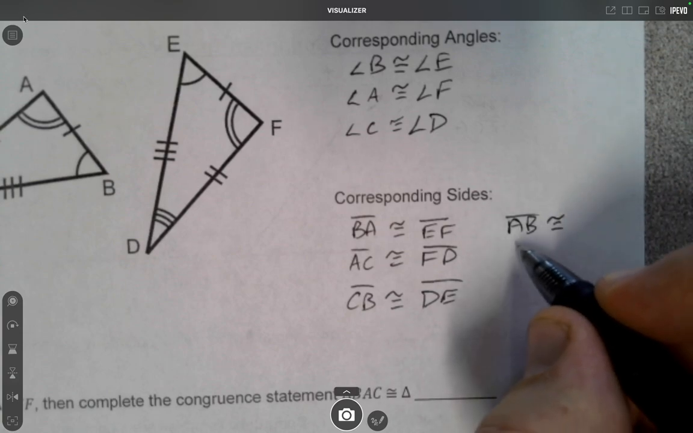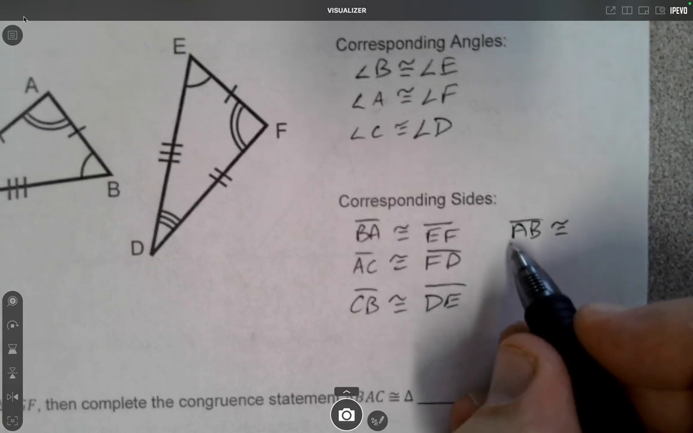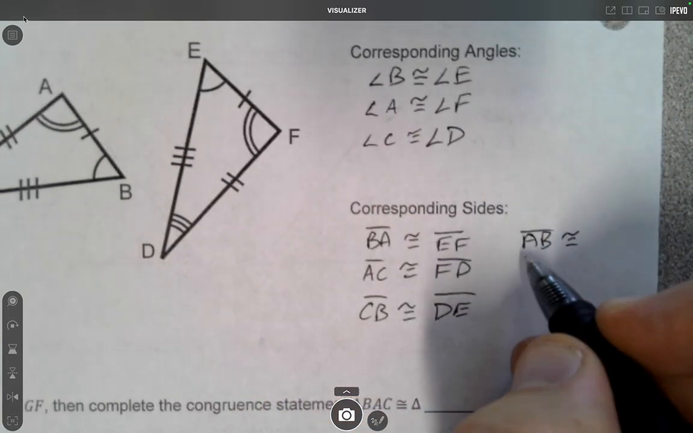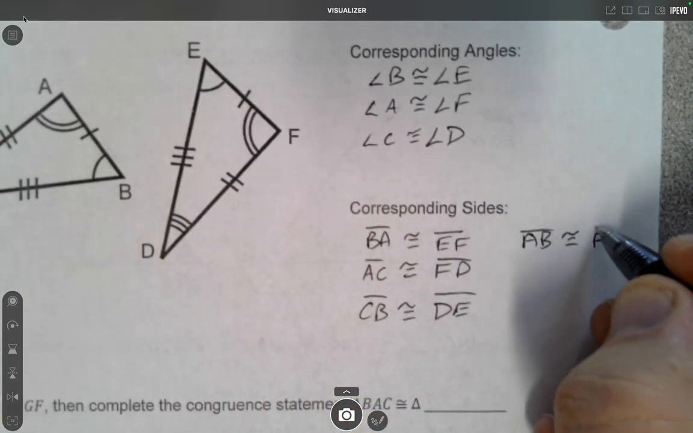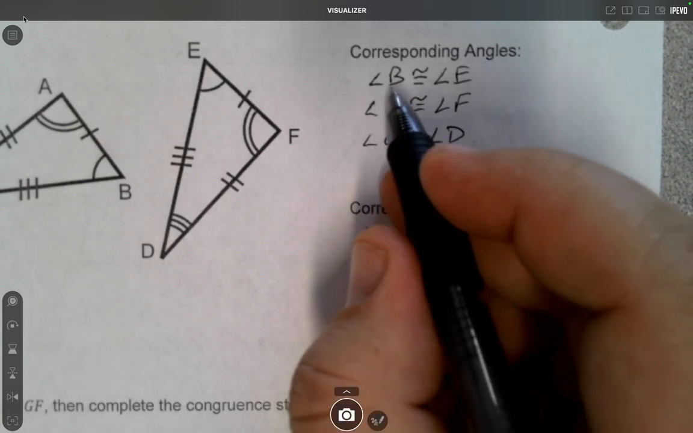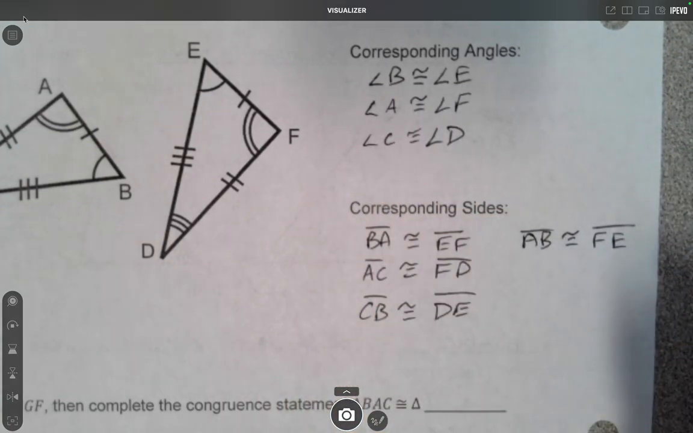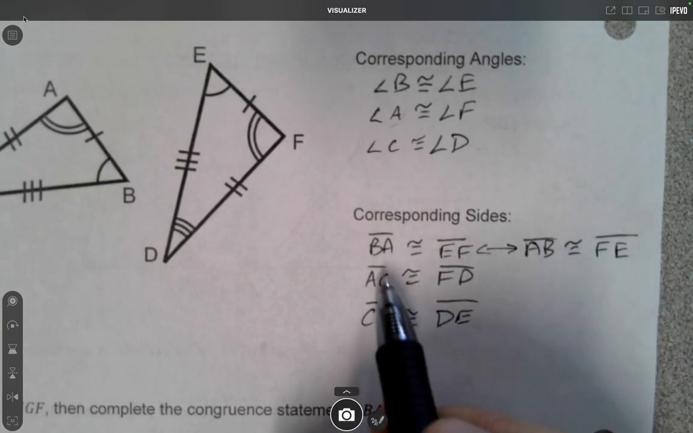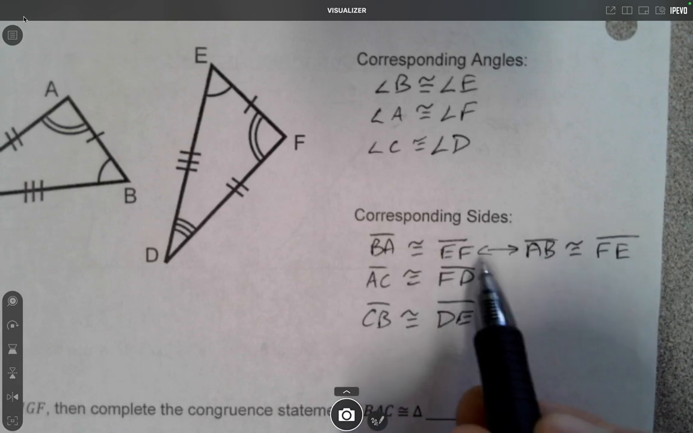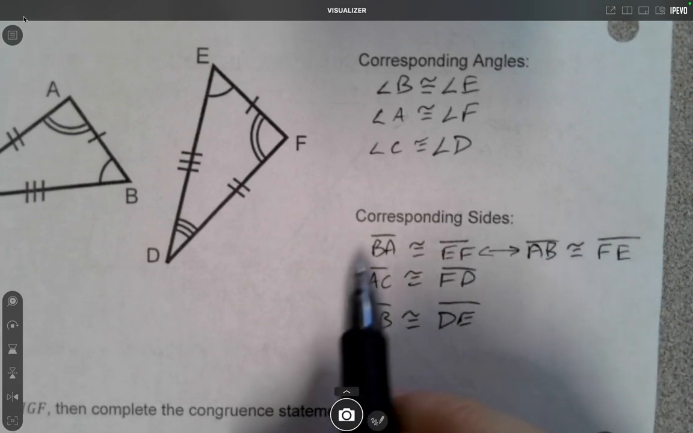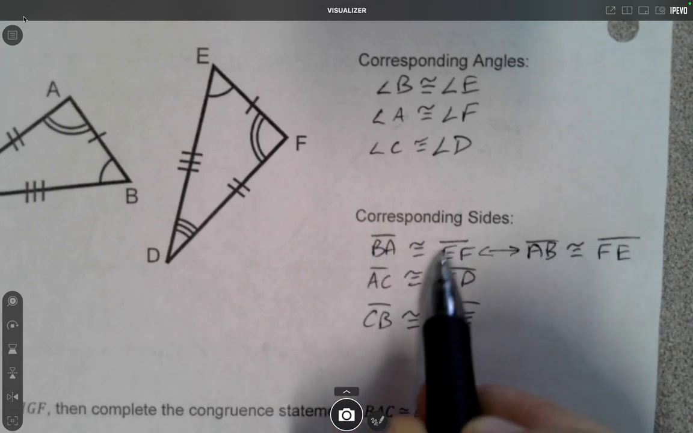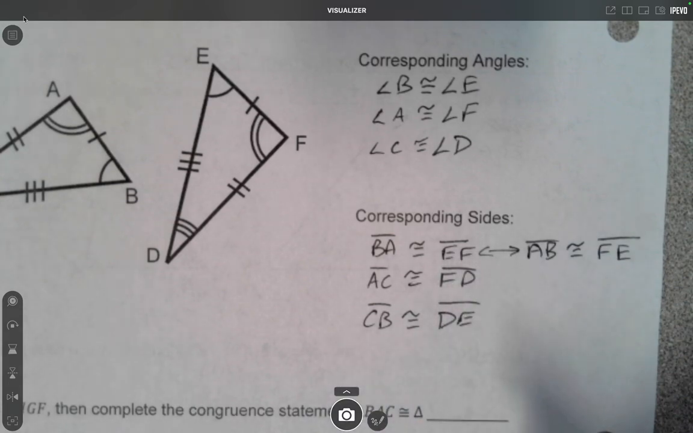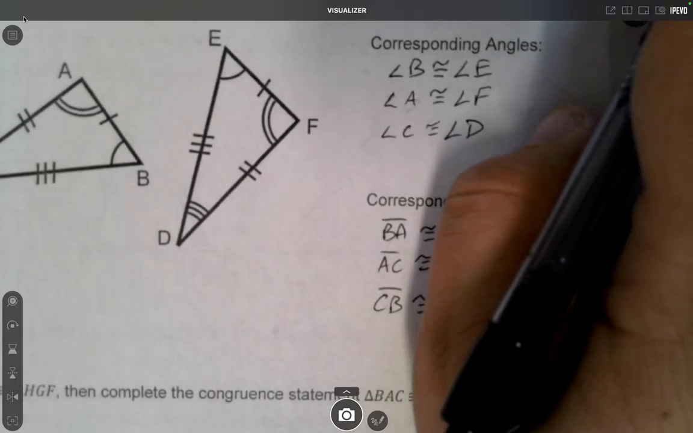But then when you write the second one, you would have to say, okay, what goes with A? Well, A goes with F. So since A went first, F has to go first. Since B went first and B goes with E, I have to put E. So I would accept either one of these for this first statement. You can say BA is congruent to EF, or you can say AB is congruent to FE. So if you flip these two letters, you can flip these two, and it's still saying it correctly. But make sure when you're doing sides, you put the correct letters in the correct order so they're corresponding correctly.